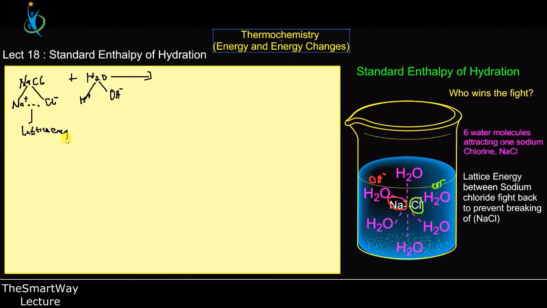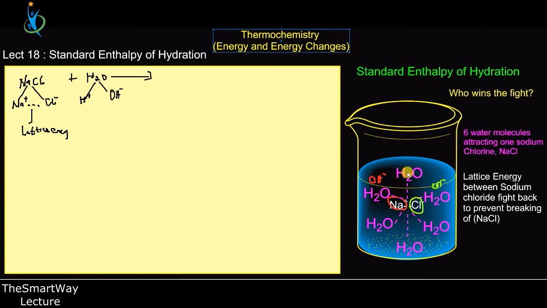So there's a lattice energy holding the ions of the salt together, and then there is water also attracting the ions, trying to break them or separate them. And so there is a fight or a competition between the 6 water molecules against 1 mole of sodium chloride. And basically that is what happens. And this attraction and repulsion of water molecules with the ions of the ionic compound is what we call the hydration energy. So while this is happening, the attraction is liberating energy.